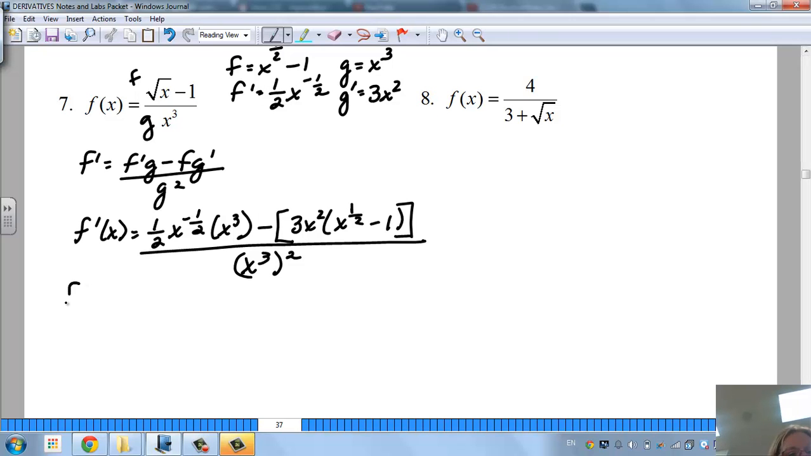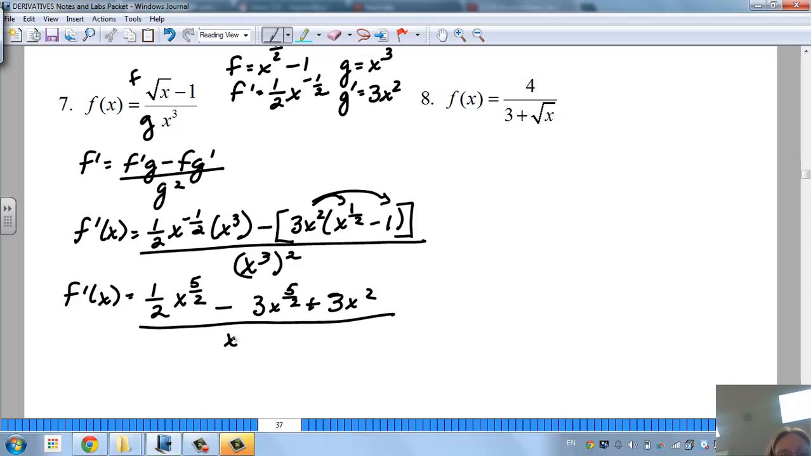Okay, now it's simplifying it. f prime of x. Now when I multiply these two, you add the exponents. So I'm going to have x, a half, and then this is 6 halves minus 1, so that's 5 halves. Minus, then I'm going to multiply this through. So that's going to be 3x to the 2 halves plus 1 is 3 halves. No, it's 5 halves, excuse me. It's 4 halves plus 1 half. Minus, excuse me, plus 3x squared all over x to the 6.